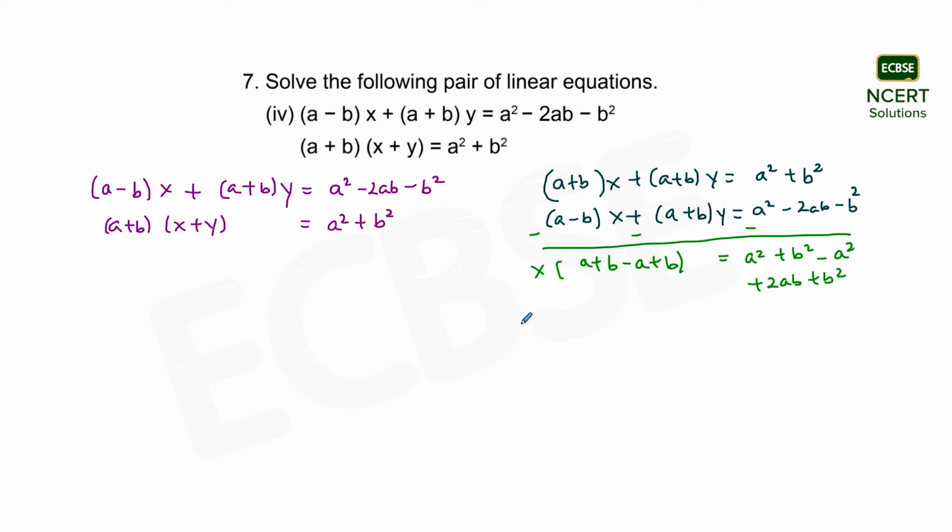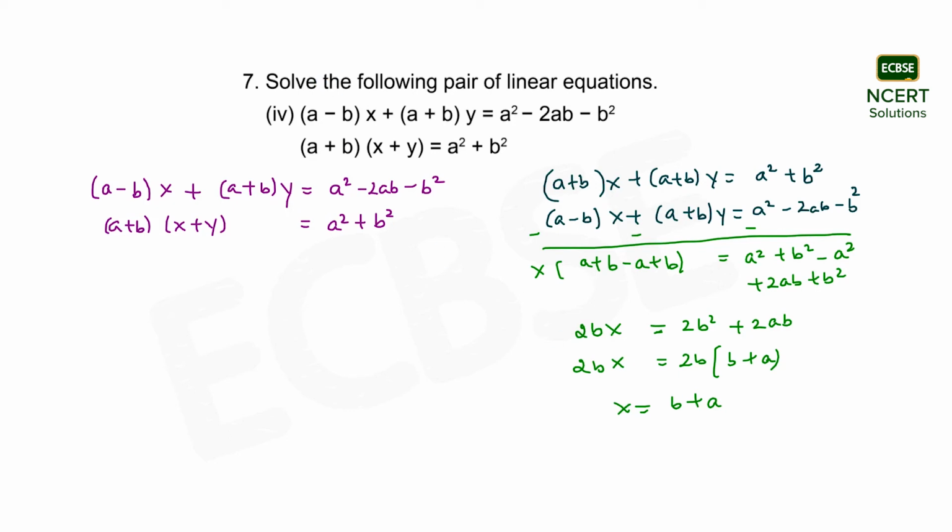Now cancelling out the common terms, here I'll be getting 2bx is equal to 2b square plus 2ab. What if I take common from both of these terms 2b? So in the bracket I'll be left with b plus a. And in the left hand side I have 2bx. So 2b will cancel out from both the sides. x comes out to be equal to b plus a. So this is the value for the variable x.